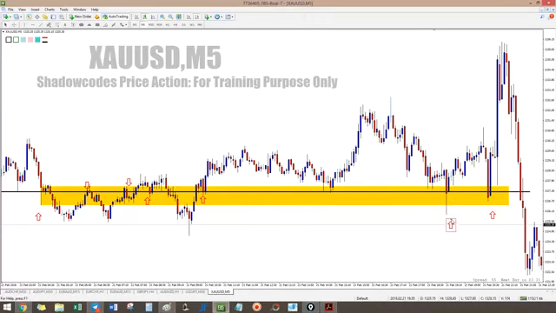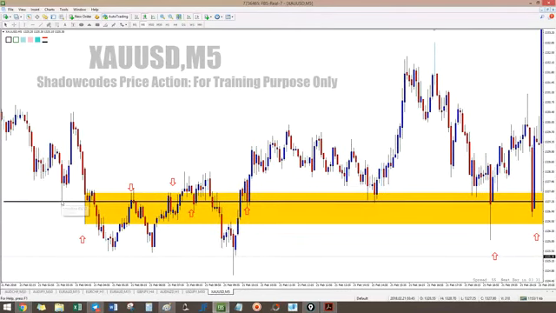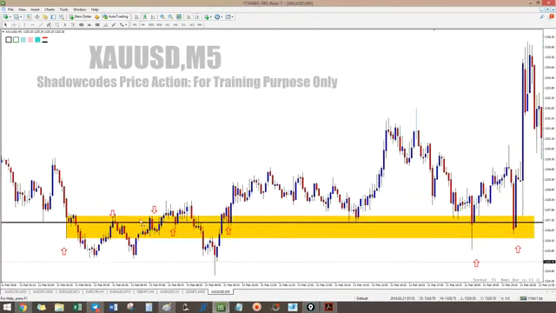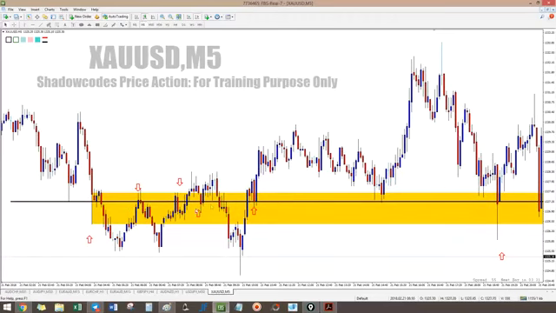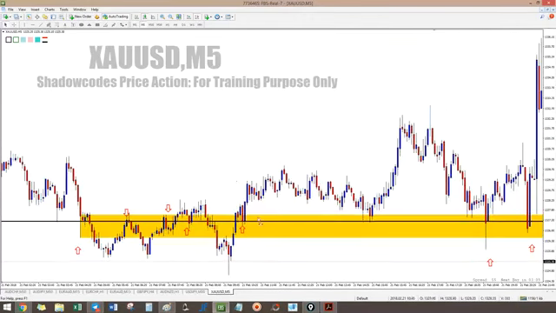Okay, because over here got a place where support, and after it breaks out, it becomes a resistance, and then after it breaks out, it becomes a support again. After breakout, it becomes a resistance again.